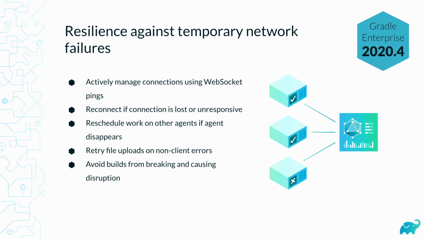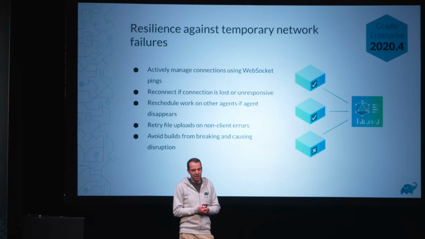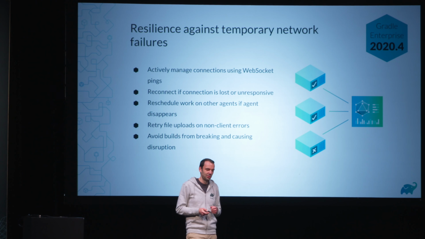And in 22.4, we basically introduced active management of WebSocket connections using WebSocket pings. As soon as we detected a connection to be unreliable or unresponsive, or even a dropped connection, we would reconnect, right? And the work would be rescheduled in case an agent disappeared in the middle of a build, middle of a test task.